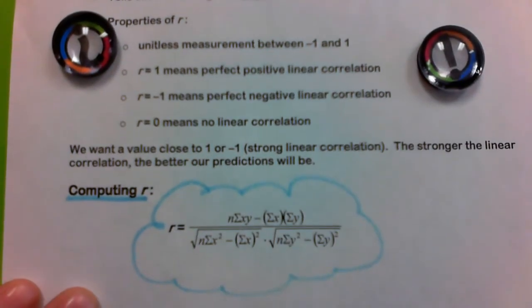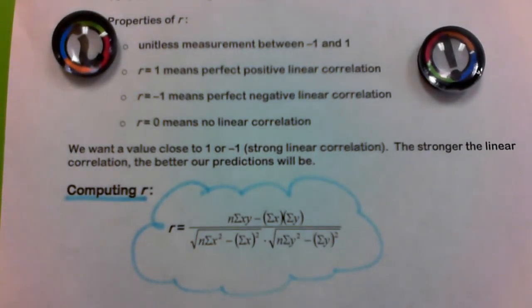Now, at the bottom of this page of notes, you'll see the formula for calculating R. Now, it looks a whole lot worse than it is. I'm going to show you where to get the values. I'm going to show you how to enter it into the calculator so you only have to push equals once.